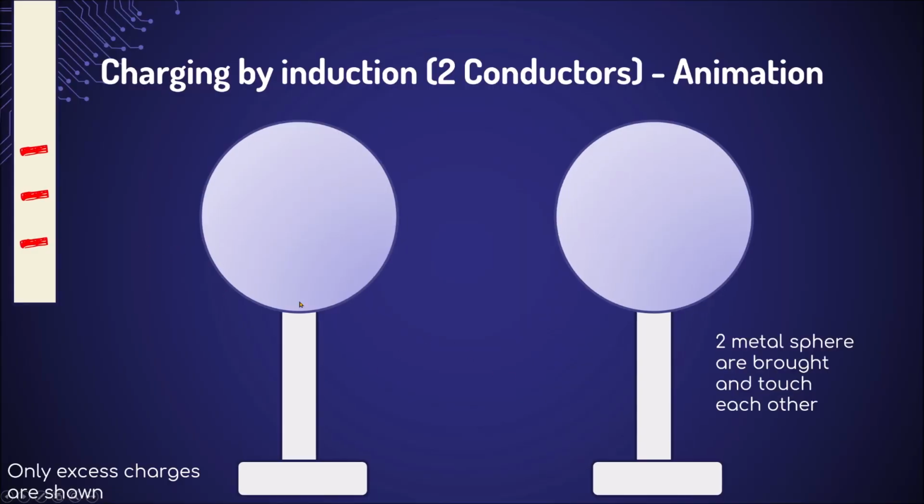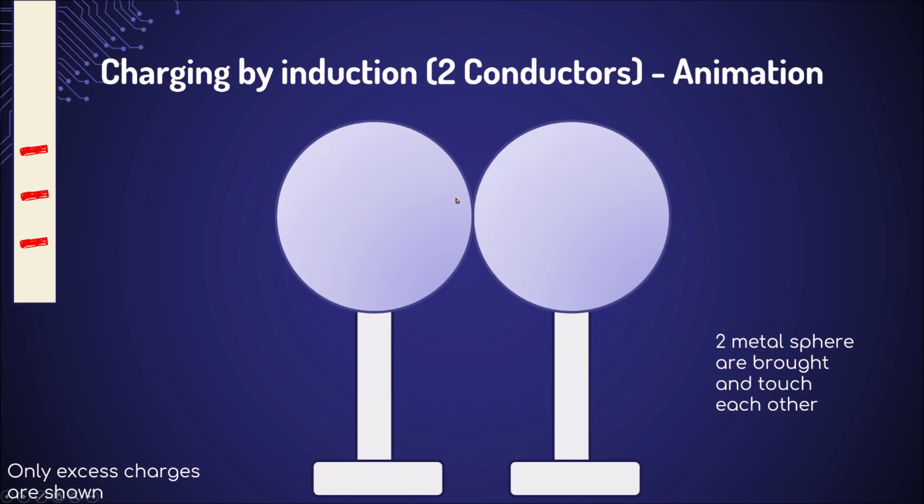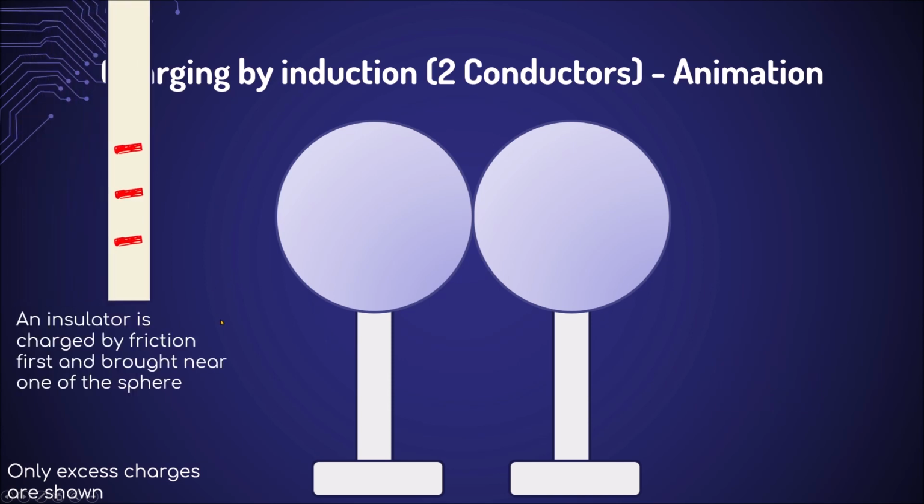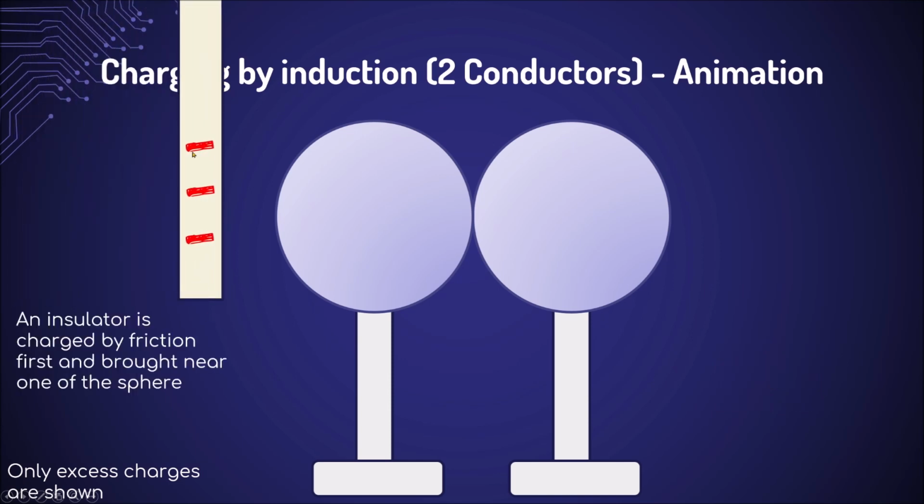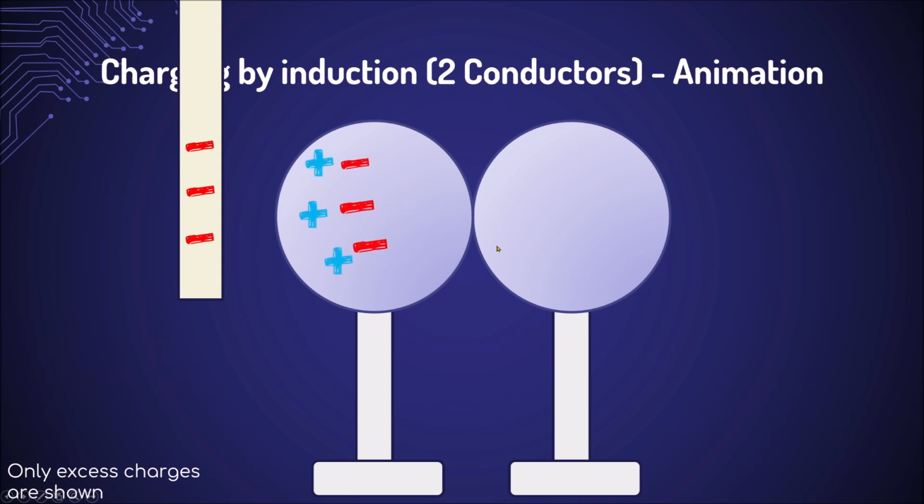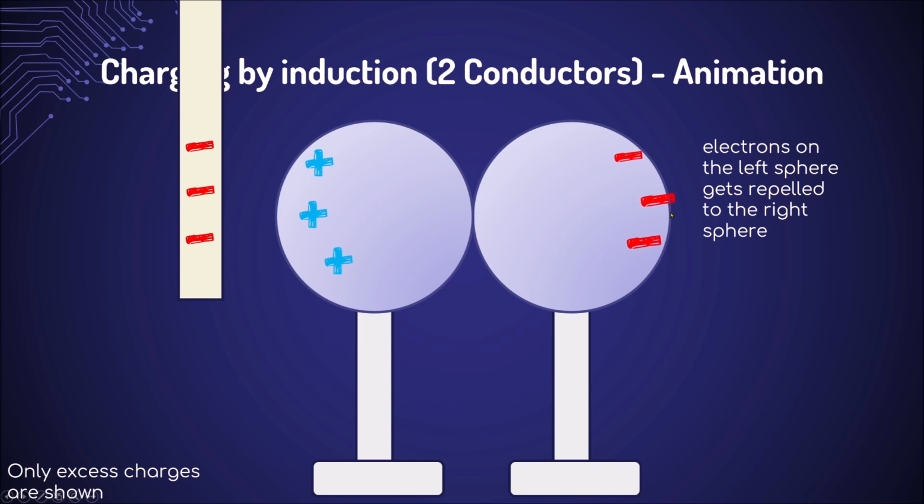Now in the video, the two spheres are touching each other. That means that electrons can move to and fro between these two spheres. I have a rod that is being charged by friction, and let's assume this insulator is negatively charged. It is brought near these two spheres. What will happen is that the electrons on this side will get repelled, and they will repel each other such that we will end up having excess electrons on the right side.